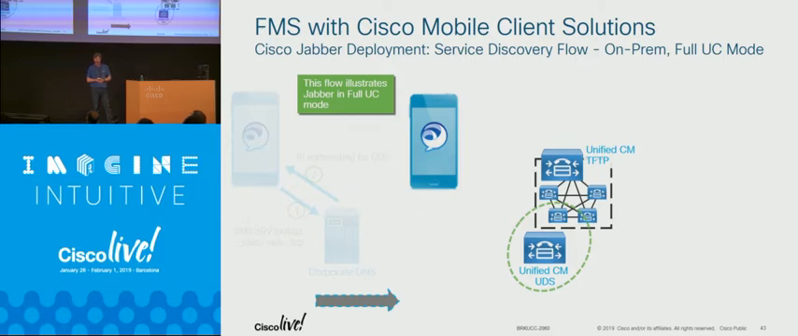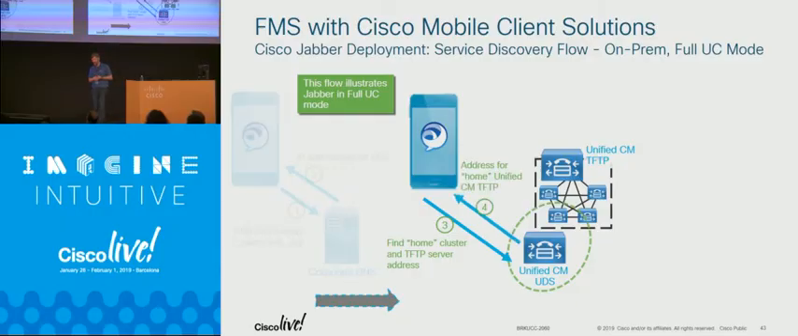Once that happens, the client reaches out to the UDS server or servers it got in the DNS response, and it gets information from whichever UDS service it talks to about what its home cluster is. If we're in a multi-cluster environment, which cluster should I talk to? If it's a single cluster, it just tells me that's my home cluster and gives me the TFTP server address or addresses for that cluster. Once Jabber has that, it communicates with the TFTP server and downloads the UC service profile as well as the Jabber config XML file and any configuration it has.